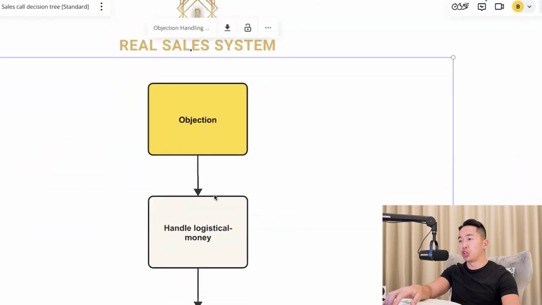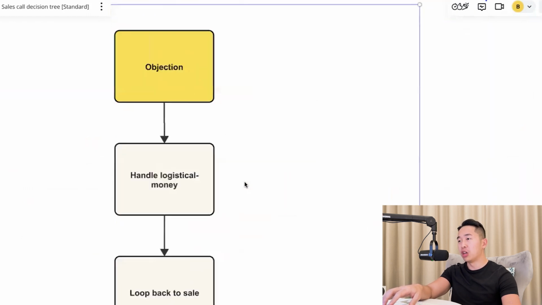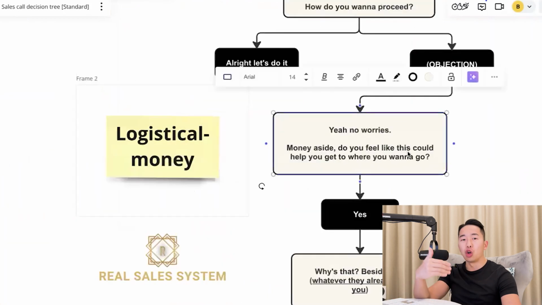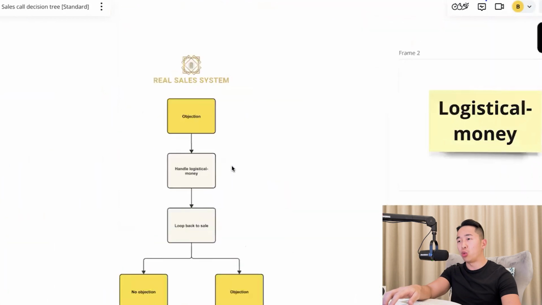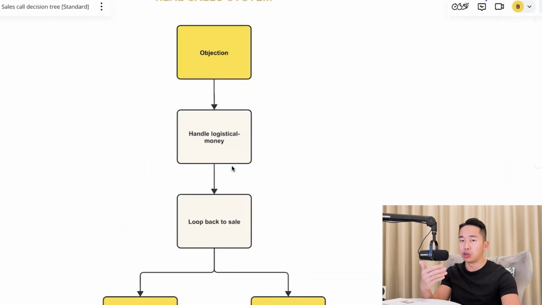So when they give you an objection, first, there's different ways to go about it. How I like to do it is just going over logistical money first. Okay. So we're going to say something like, yeah, it's not a problem. Money aside, do you feel like this could help you get to where I want you to go? And the reason why we handle the money first is because I've seen a lot of people handle fear first, meaning that, okay, but hey, man, shouldn't you have the right mindset? Are you afraid?